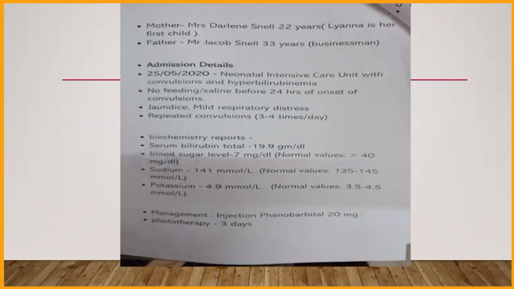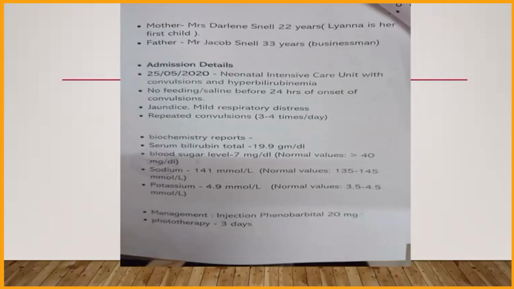Mother, Miss Darnie Snell, 22 years. Liana is her first child. Father, Mr. Jacob Snell, 33 years, businessman. Admission details, 25/5/2020, neonatal intensive care unit with convulsions and hyperbilirubinemia. No feeding or saline before 24 hours of onset of convulsions. Jaundice, mild respiratory distress. Repeated convulsions 3 to 4 times per day.